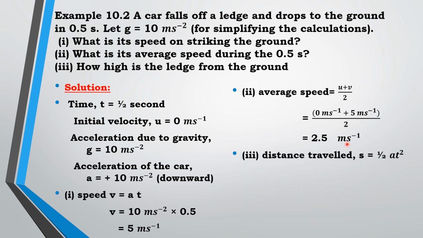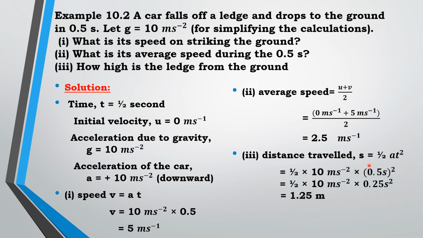Next is distance traveled. So s is equal to half a t square because s is the distance. So half into a, which is 10 meter per second square, and time is 0.5 second and the whole square. So it is half into 10 into 0.25 second square, as 0.5 into 0.5 is 0.25 second square. So its answer is 1.25 meter. So the ledge is 1.25 meter above the ground.